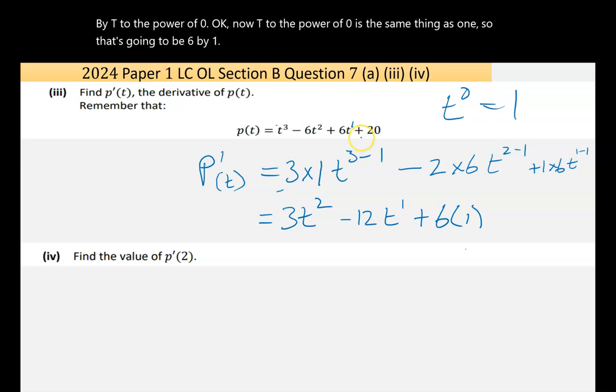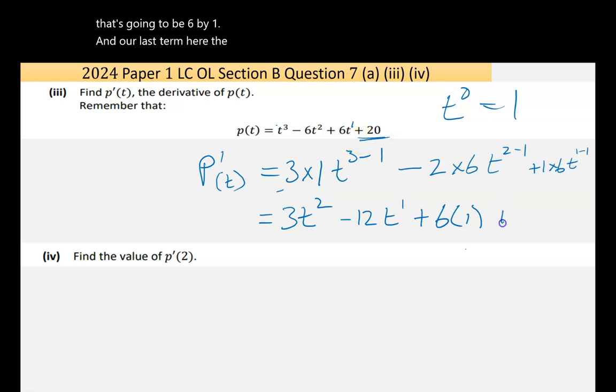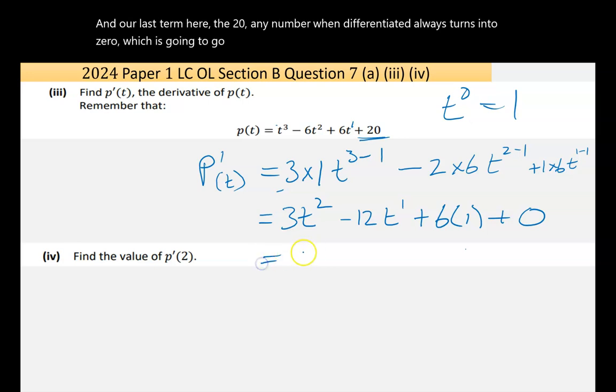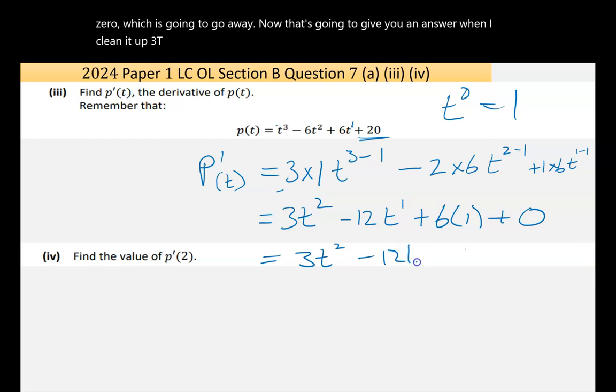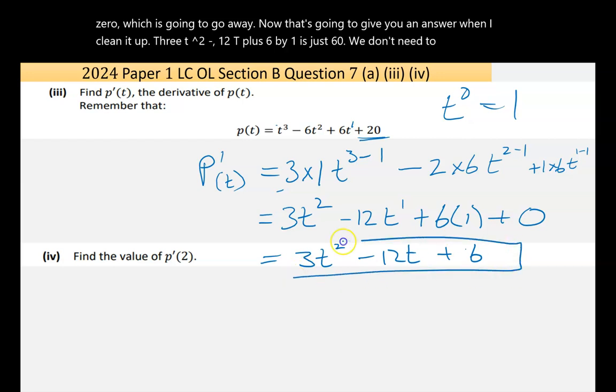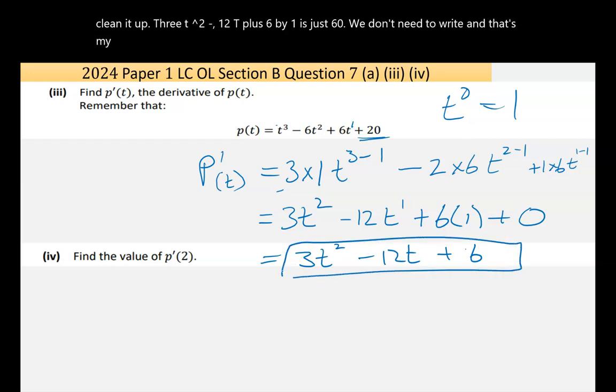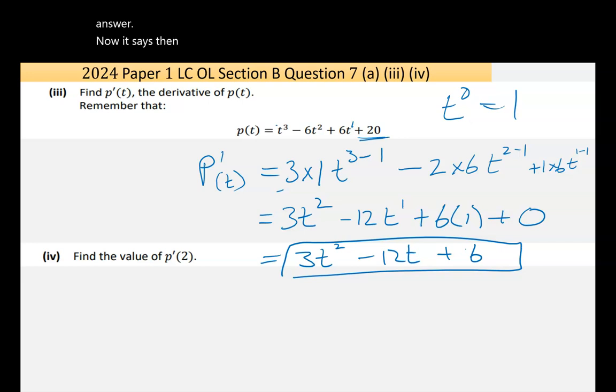And our last term here, the 20, any number when differentiated always turns into 0, which is going to go away. Now that's going to give you an answer when I clean it up. 3t squared minus 12t plus 6 by 1 is just 6. 0 we don't need to write. And that's my answer.